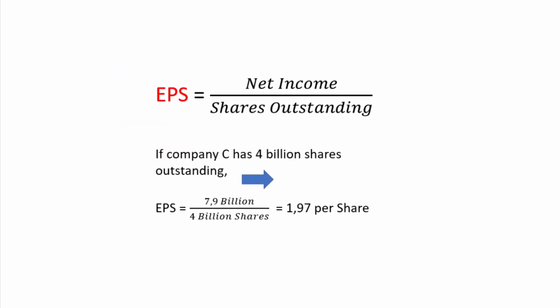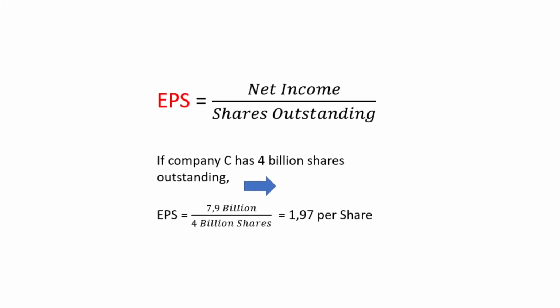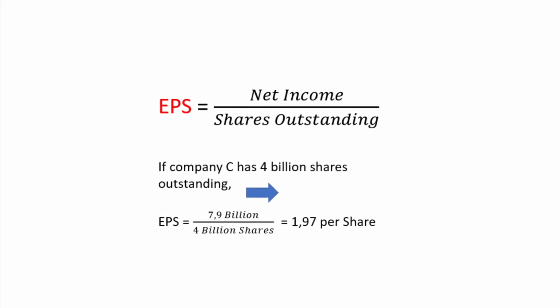Earnings per share equals net income divided by shares outstanding. If Company C has 4 billion shares outstanding, EPS equals $1.97 per share.